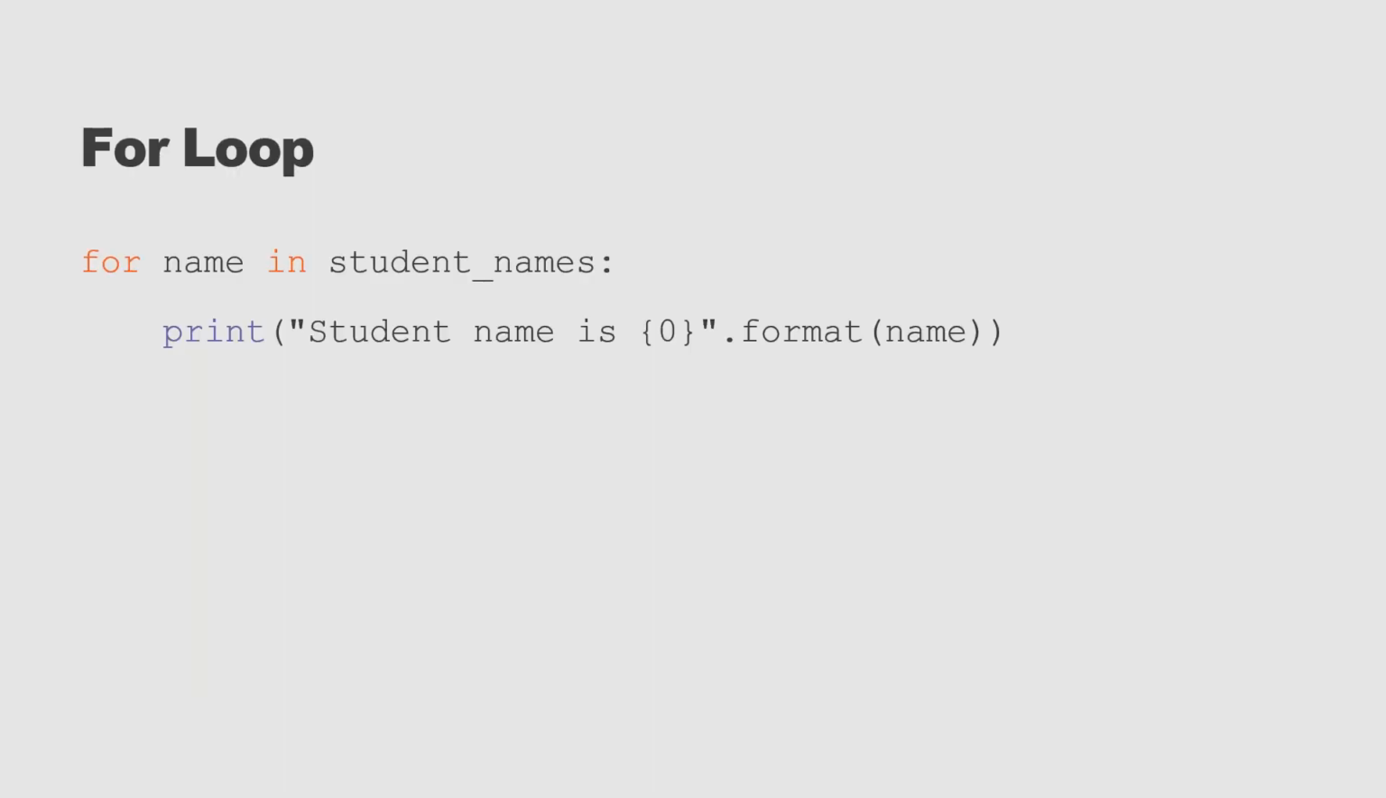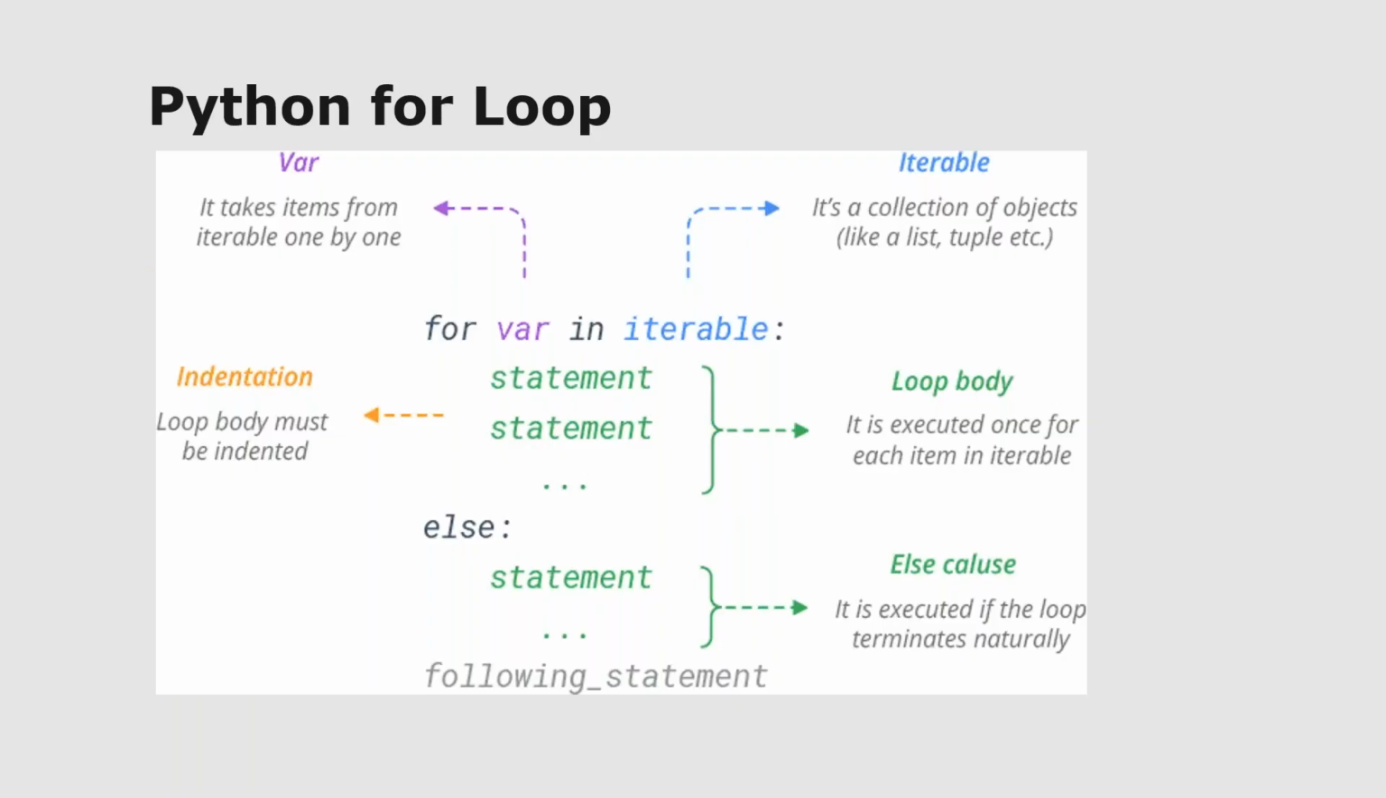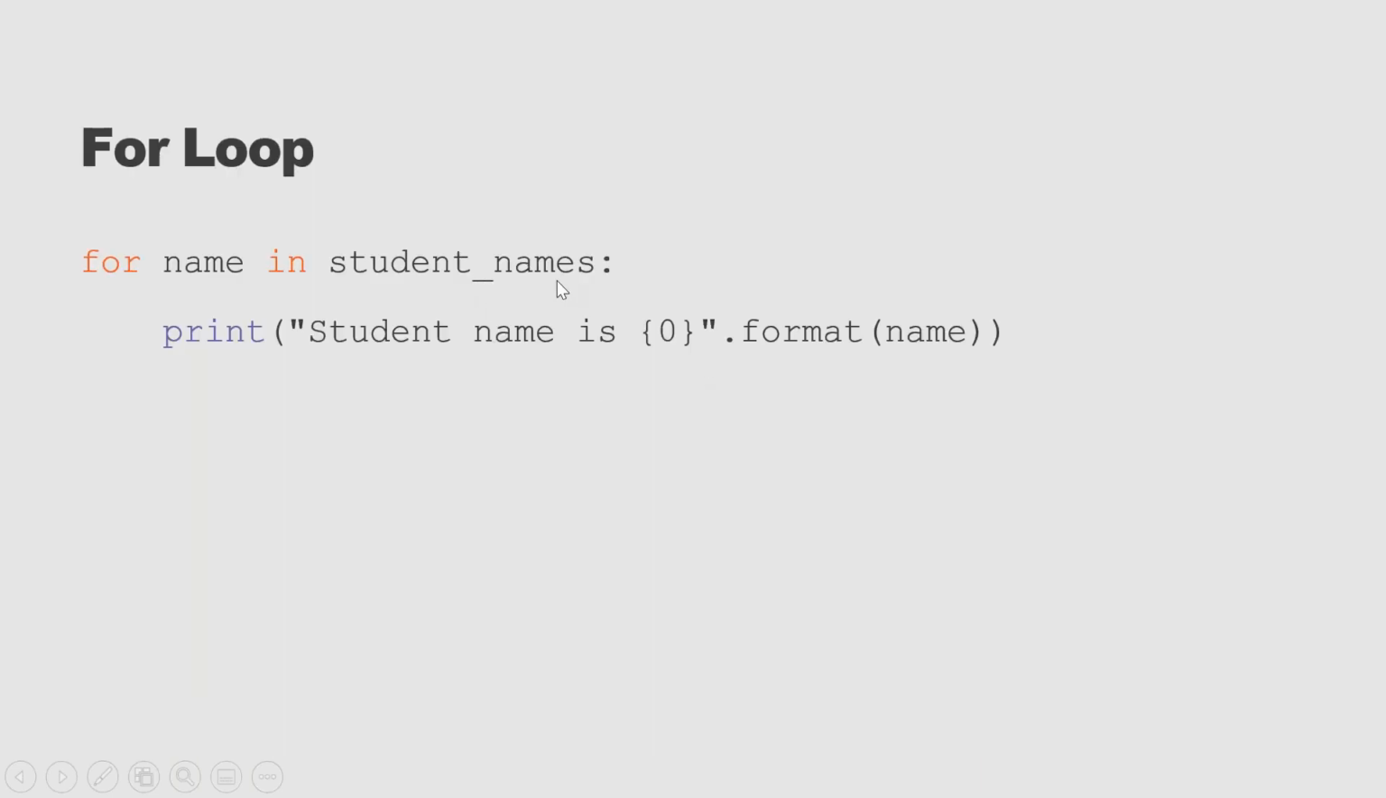Look at this code here. For name is a variable which you are declaring in what? So student underscore name is a list, remember. So iterable, here you can provide any list or some range. So here it should be student underscore name is a list. This colon you always remember, many people forget actually.